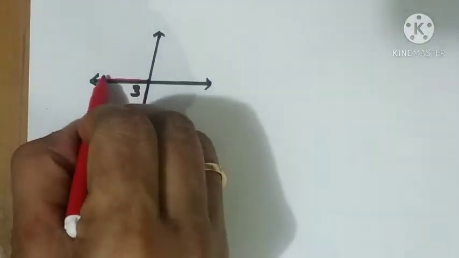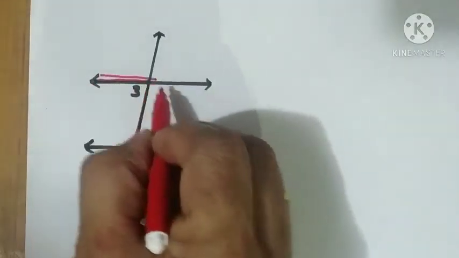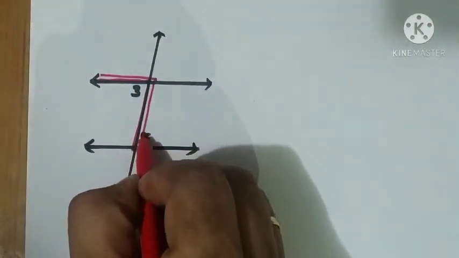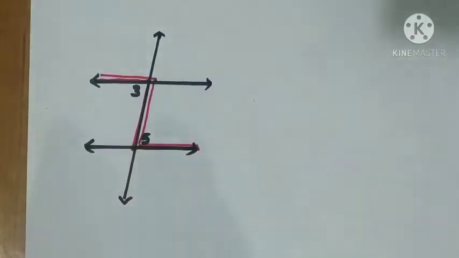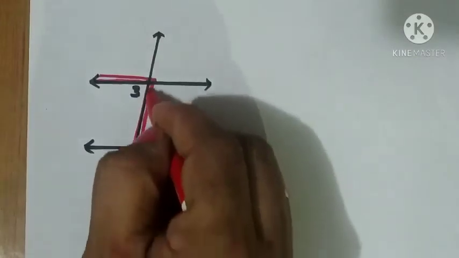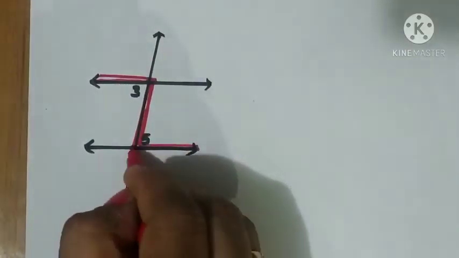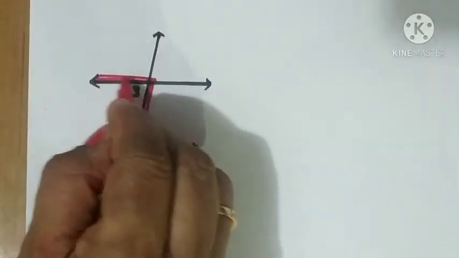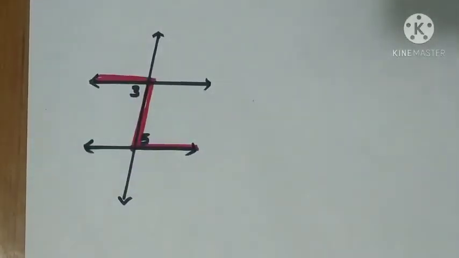So I will draw the second line. See, here. Which letter is it almost similar to? It is a Z form, right? It is almost similar to Z only. See, angle 3, completing this line, and here 5. So it is almost a Z letter. I told the hint for corresponding angles, that is F, and here the letter is Z.